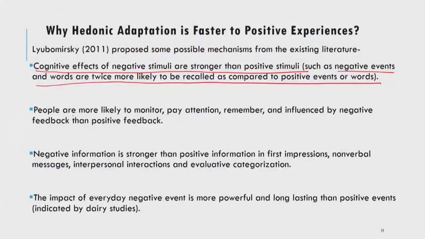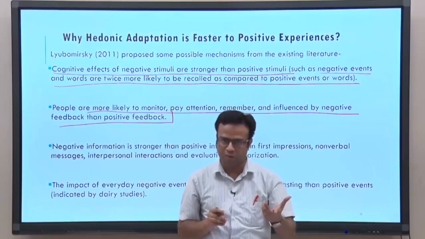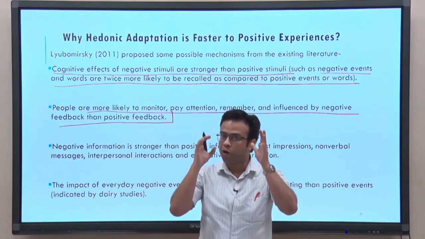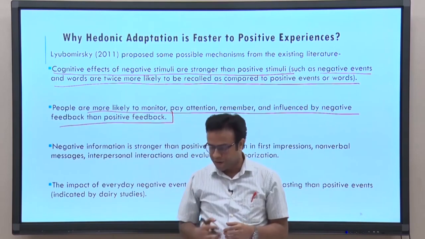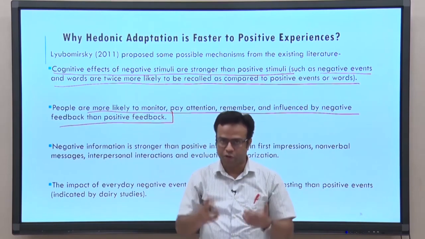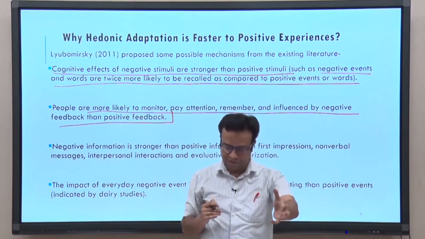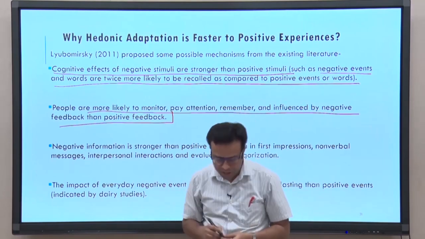Second reason: people are more likely to monitor, pay attention to, remember and be influenced by negative feedback than positive feedback. So, if somebody gives you negative feedback about something, you are more likely to pay attention to it, more likely to remember it for a long time, and you will be more influenced by it. So, negative stimuli and feedback have much more impact on you as compared to positive ones.